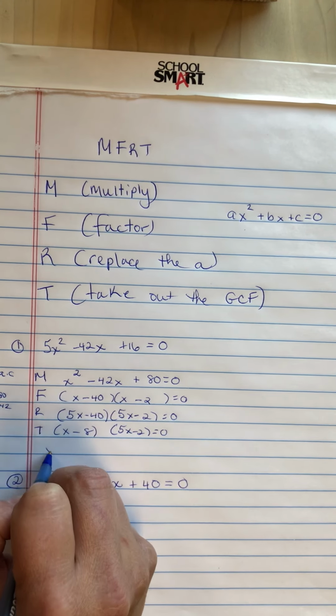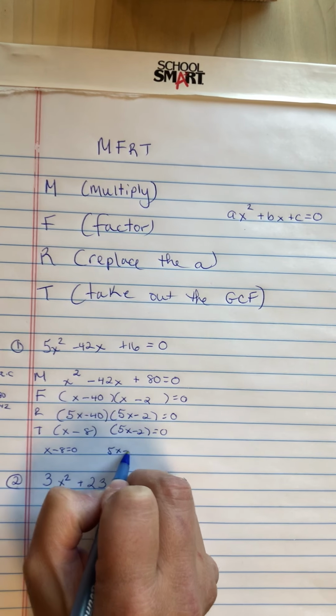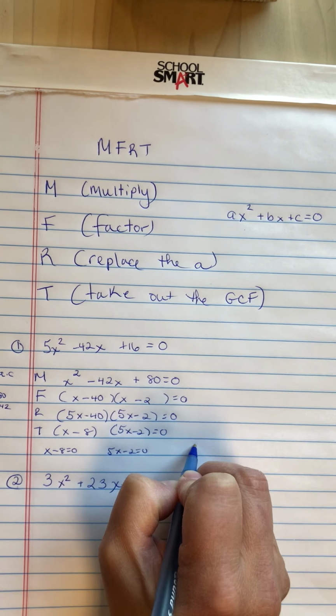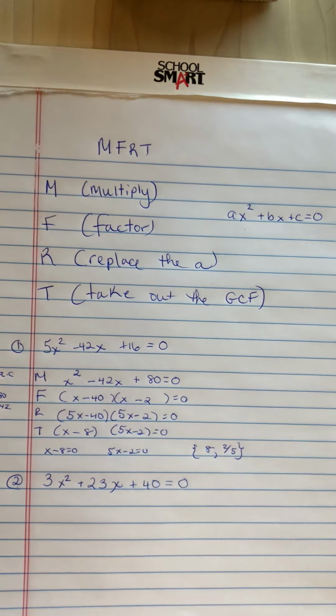So now you can proceed and go ahead and solve by setting each of the binomials equal to 0 to get your two answers. And your answers were positive 8 and positive 2/5. Now, of course, you could have used the quadratic formula, but for those of you who were a little rusty with MFRT, there's an example that you can try.